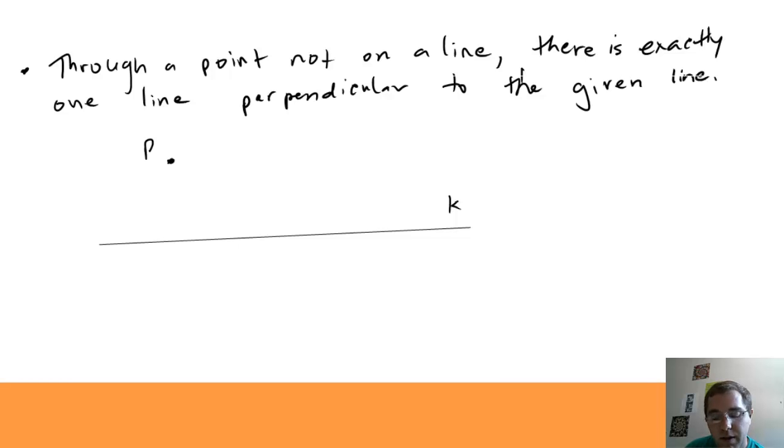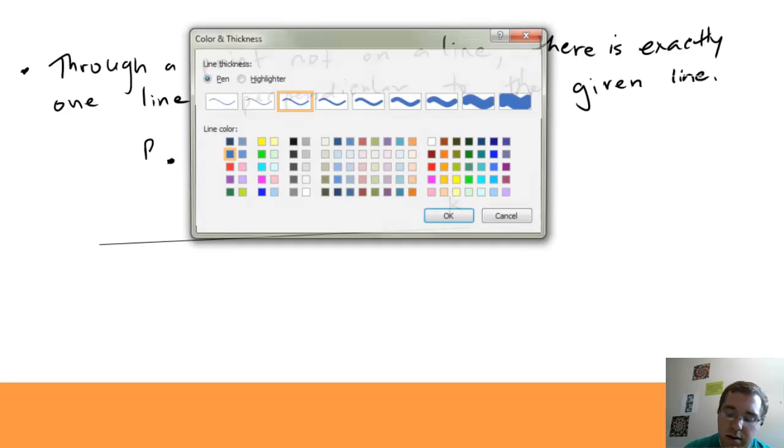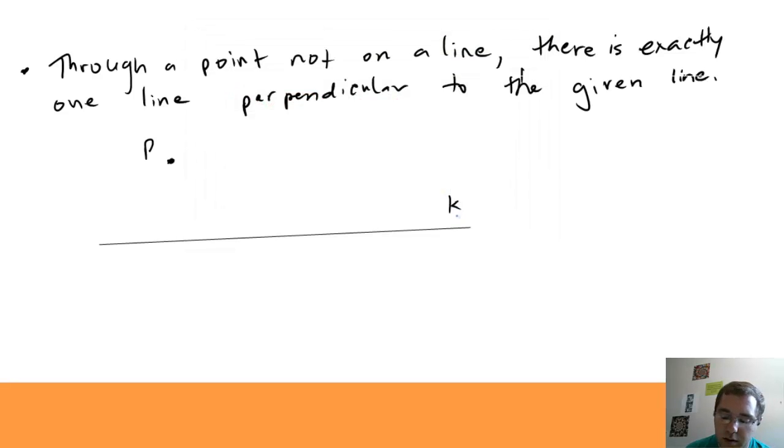on its own. Second theorem, through a point not on a line, there's exactly one line perpendicular to the given line. So through my point P that's not on K, there can only be one line perpendicular to K. There can only be one line that I could draw that would be perpendicular to K. Any other line I draw that goes through P can't be perpendicular to K.